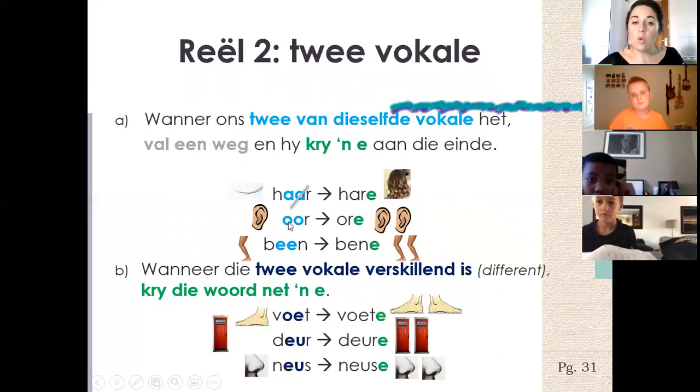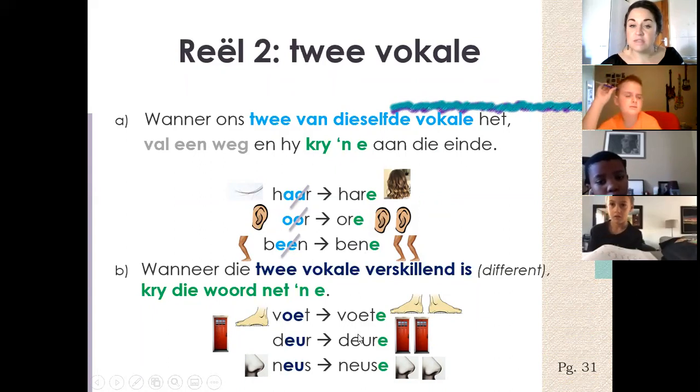Hare. Oor, can you see those are the same sounds? We take one away and we add an e. Bien, can you see those 2 are the same vowel sounds? So we take one away and we add an e.